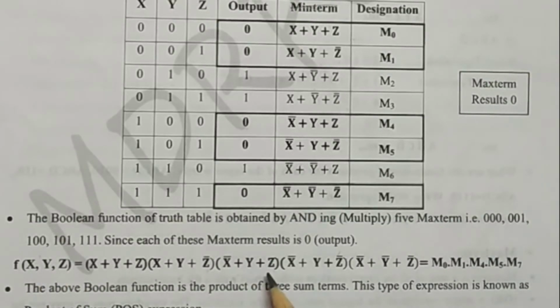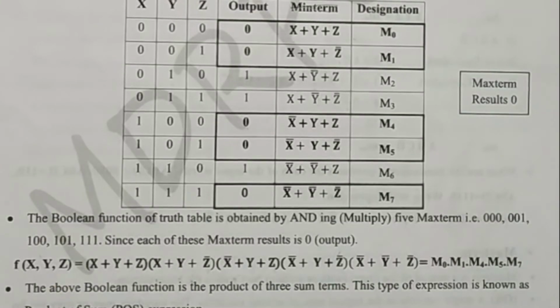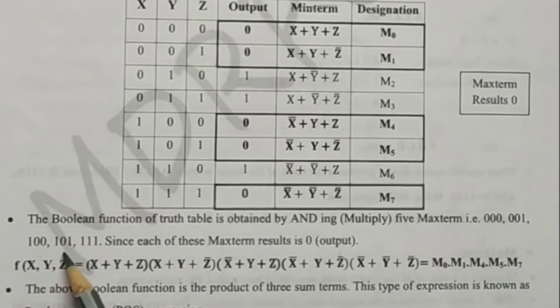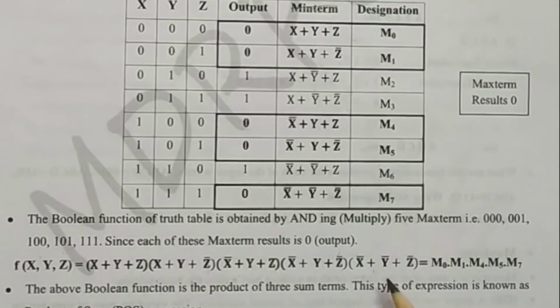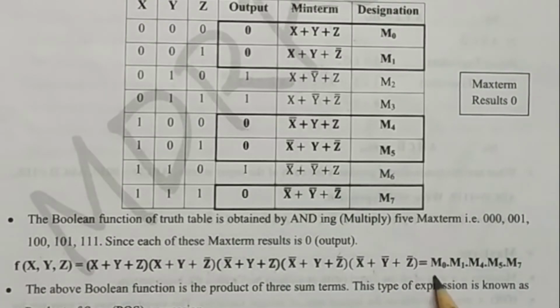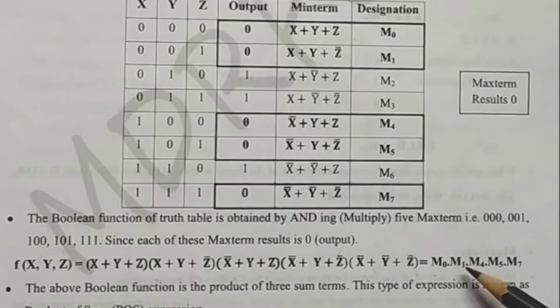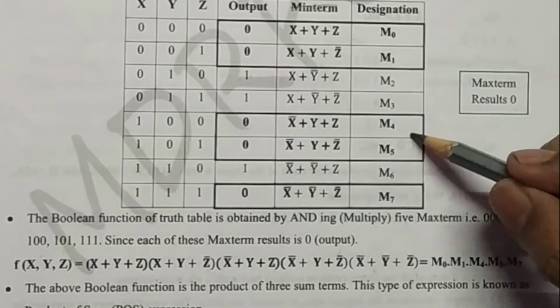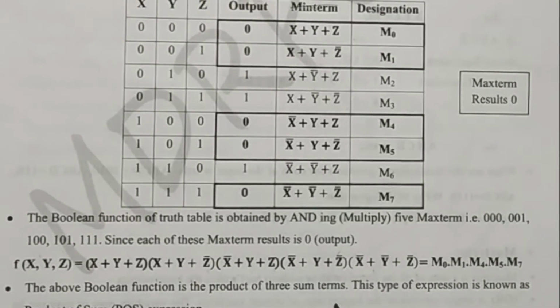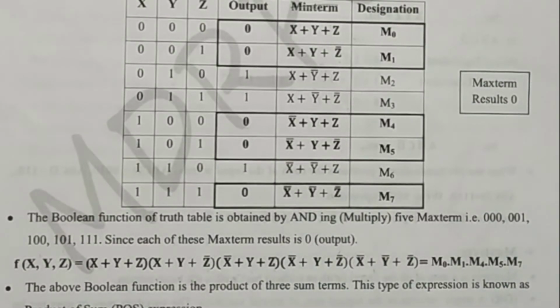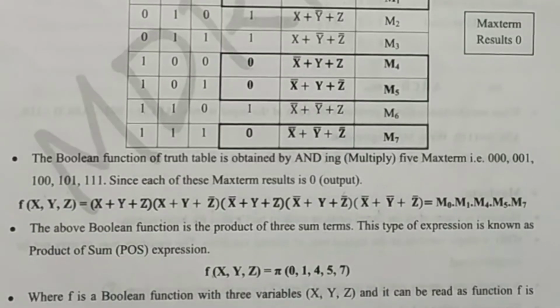(x bar plus y plus z), 1, 0, 0, then 1, 0, 1, (x bar plus y plus z bar), then 1, 1, 1, (x bar plus y bar plus z bar). That is nothing but M0 into M1 into M4 into M5 into M7. So the above Boolean function is the product of all the 5 terms. This type of expression is known as a POS expression.